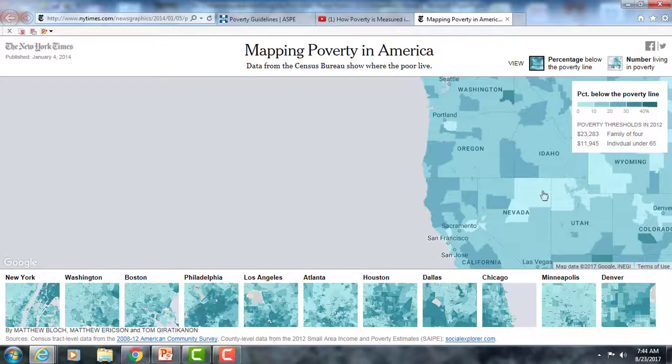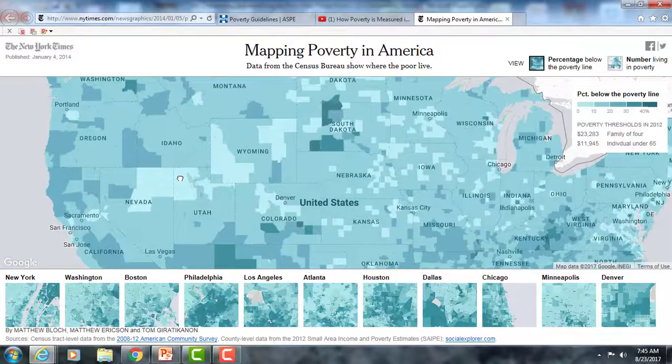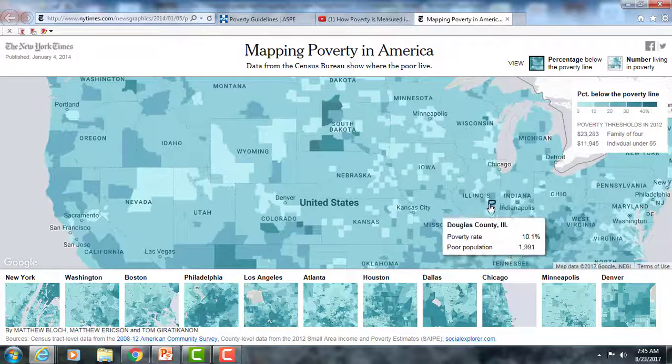If you take that official poverty line to get a sense of what poverty looks like, you can find this interactive map here, right? So percent below the poverty line. So this is looking 2012. So a family of 4, anybody making less than $23,283, right? Individual under age 65, $11,945. So kind of an interesting map.